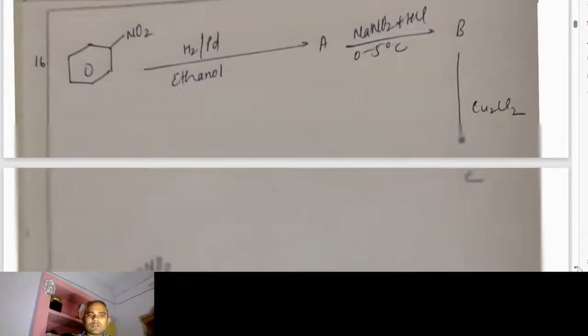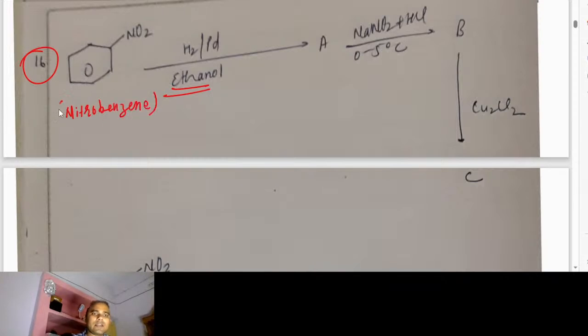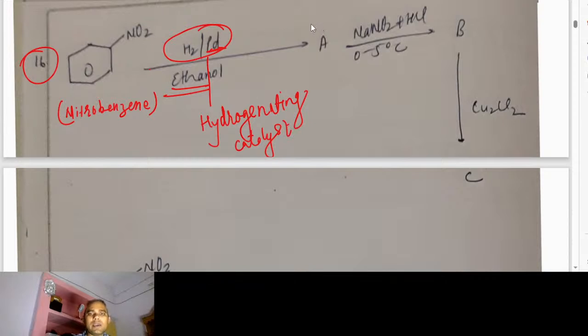Now let us move on to question number 16. Student, here the three products we have to form. Here is nitrobenzene. This compound is called nitrobenzene, right? And this nitrobenzene, if you are treating with the hydrogenating catalyst, why hydrogenating catalyst? Because metal hydrogen is there and metal catalyst is there. So it easily reduces the NO2 group into aniline, student.